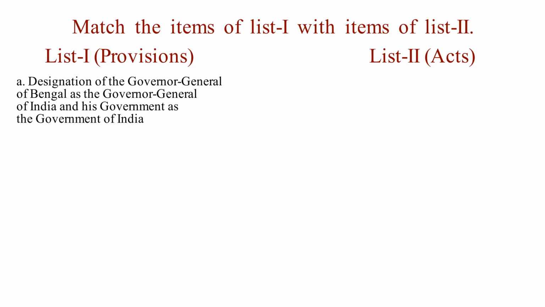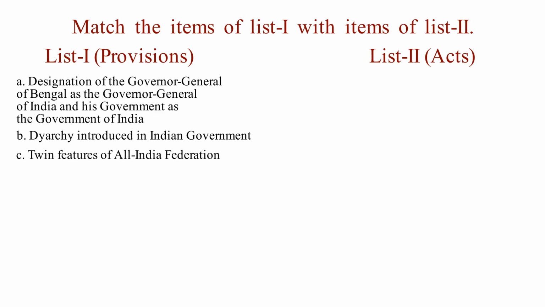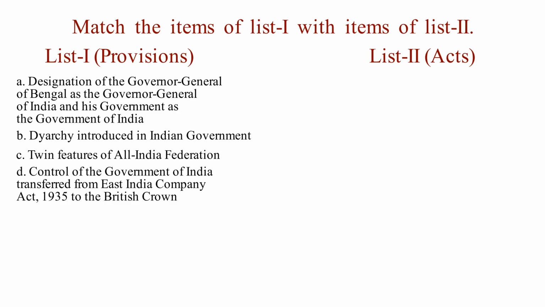Item A is designation of the Governor General of Bengal as the Governor General of India and his government as the Government of India. Item B is a diarchy introduced in the Indian government. Item C is twin features of All India Federation and Provincial Autonomy. Item D is control of the Government of India transferred from East India Company to the British Crown. So let's see which items are available in list 2.